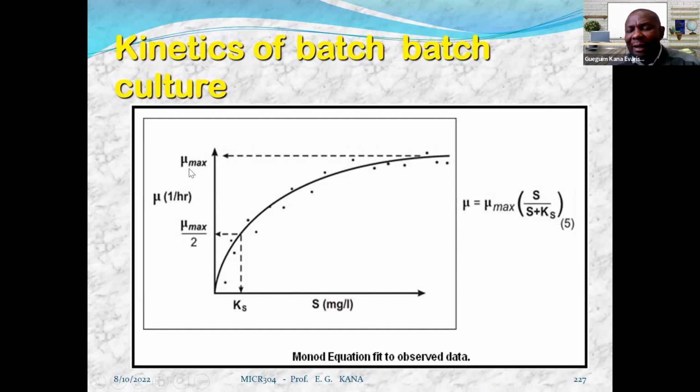We have mu max that gives us the maximum specific growth rate. You have the Ks value that helps us understand the affinity of the microbe to the substrate. What I mean by affinity, one easy way to understand it, is: do microbes like or dislike the substrate being fed in the reactor?